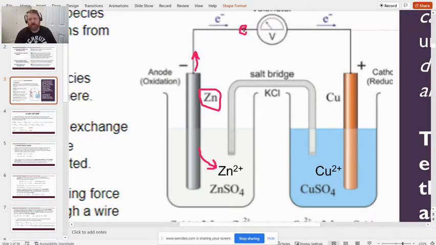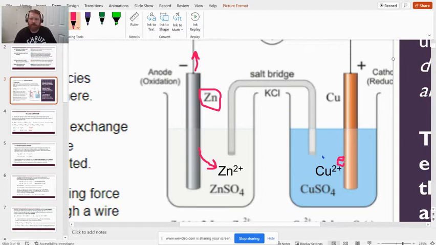And that electron travels along the wire. Oh, hi, I'm copper. I don't need any electrons. I already have some. And then when it comes into here, it's going to go into the solution. What would happen if those copper ions gained electrons?